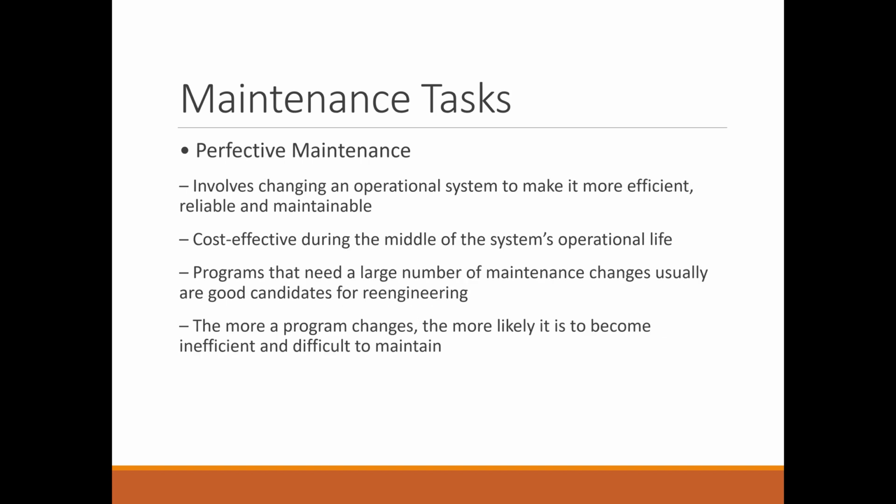After that, for perfective maintenance, this one involves changing an operational system to make it more efficient, reliable and maintainable. Normally it's cost effective during the middle of the system's operational life. Programs that need a large number of maintenance changes are usually good candidates for re-engineering, and last time I talked about an example of re-engineering like the queuing system of the bank. The more program changes, the more likely it is to become inefficient and difficult to maintain. So that's why when you have to do the maintenance you have to prepare the plan ahead.